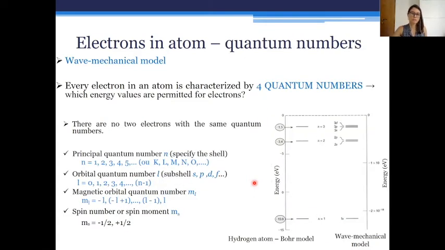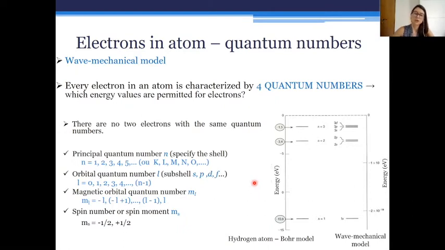So in this wave mechanical model that we have introduced, we also need to introduce that every electron in an atom is characterized by 4 quantum numbers in order to define the energy of our electron. So let's introduce these 4 quantum numbers. First of all, let's remember that in an atom, we won't find 2 electrons with the same quantum numbers. They will have distinct quantum numbers.